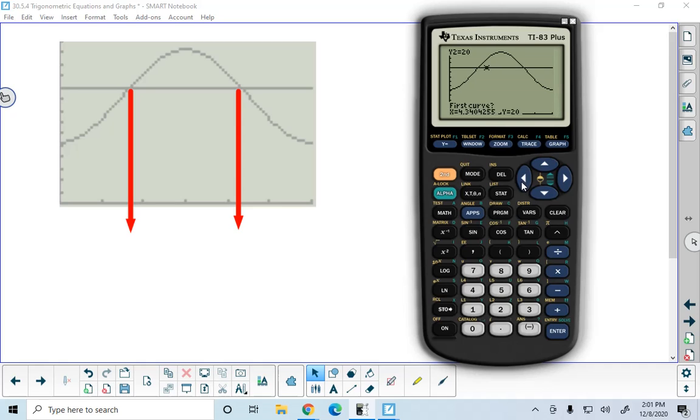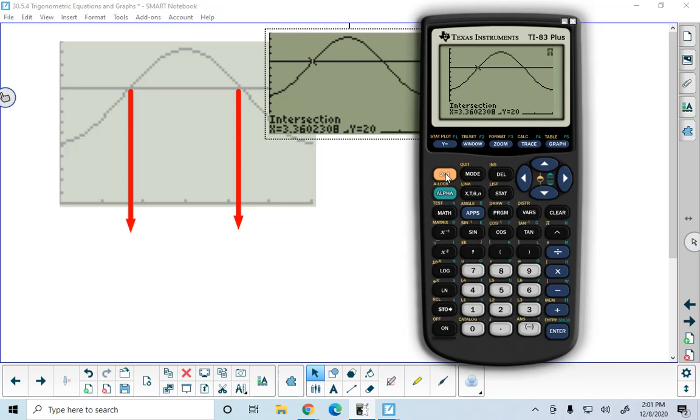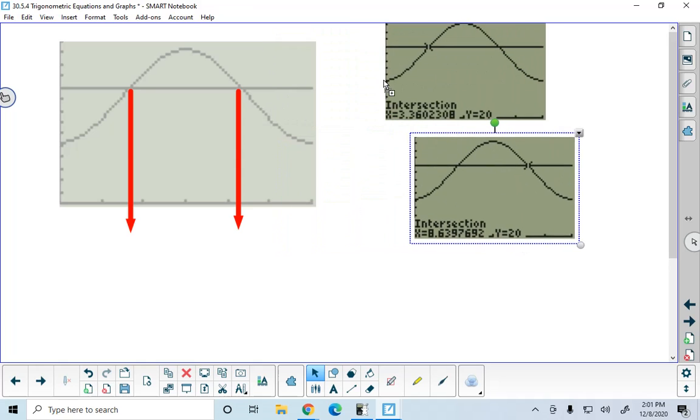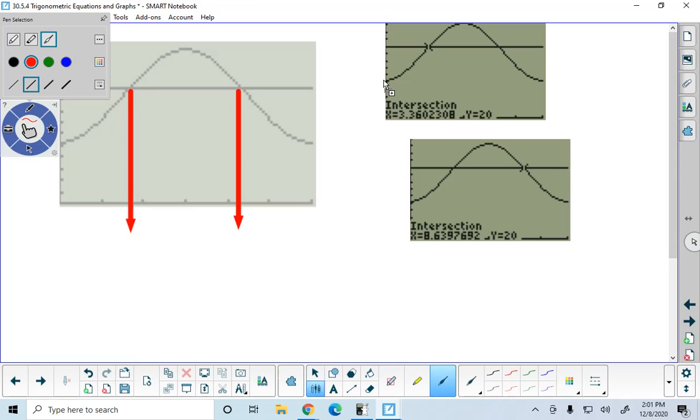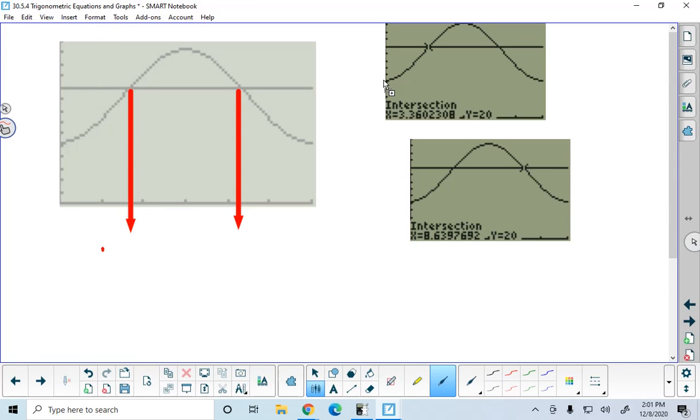It's looking like we're all in agreement here. Well, everybody who's done it so far. So there's my screen capture from my calculator for each of them. So I get, and so does everybody else, 3.36 hours and 8.64 hours.